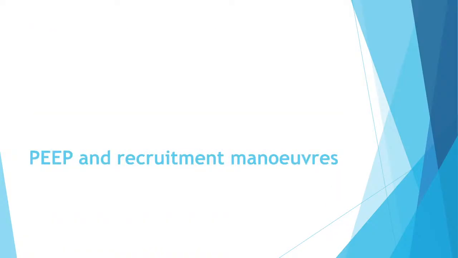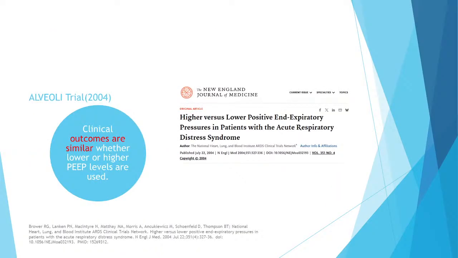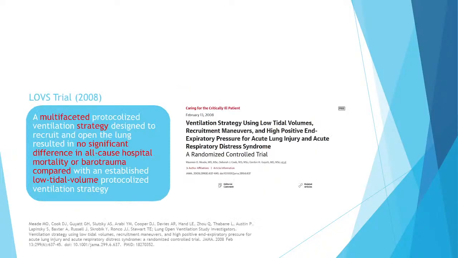So PEEP and recruitment maneuvers. First we will go to PEEP. ALVEOLI trial. The ALVEOLI trial was conducted in 2004. Low PEEP versus high PEEP. Low PEEP had an average PEEP of 8.3. High PEEP had an average PEEP of 13.2. The primary endpoint was death. Clinical outcomes were similar whether higher or lower PEEP was used. This was their conclusion.